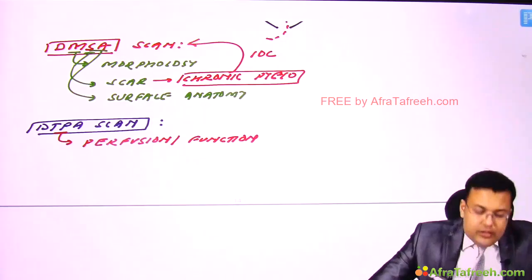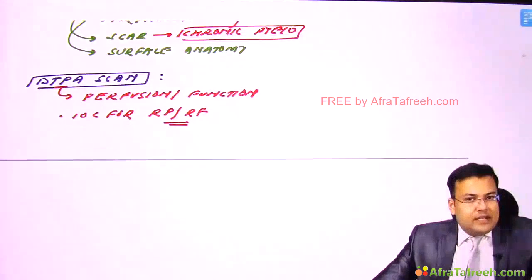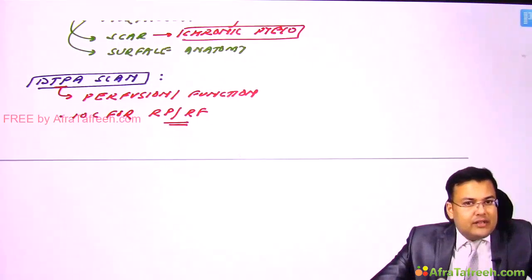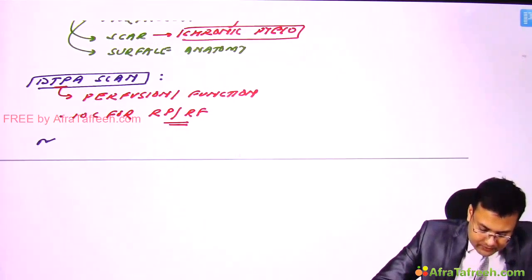Okay. So DTPA scan is investigation of choice for renal perfusion and renal function. It's investigation of choice for renal perfusion and renal function. Third is MAG3.